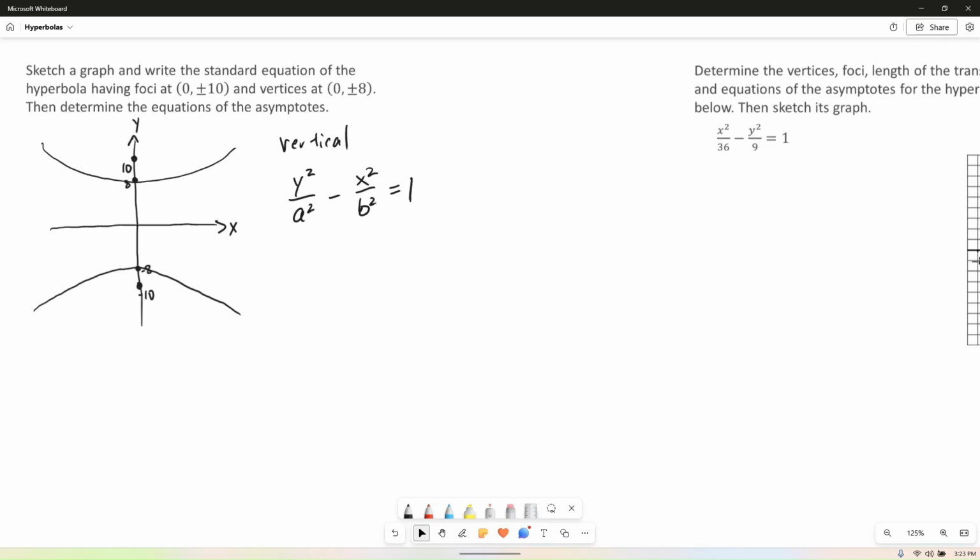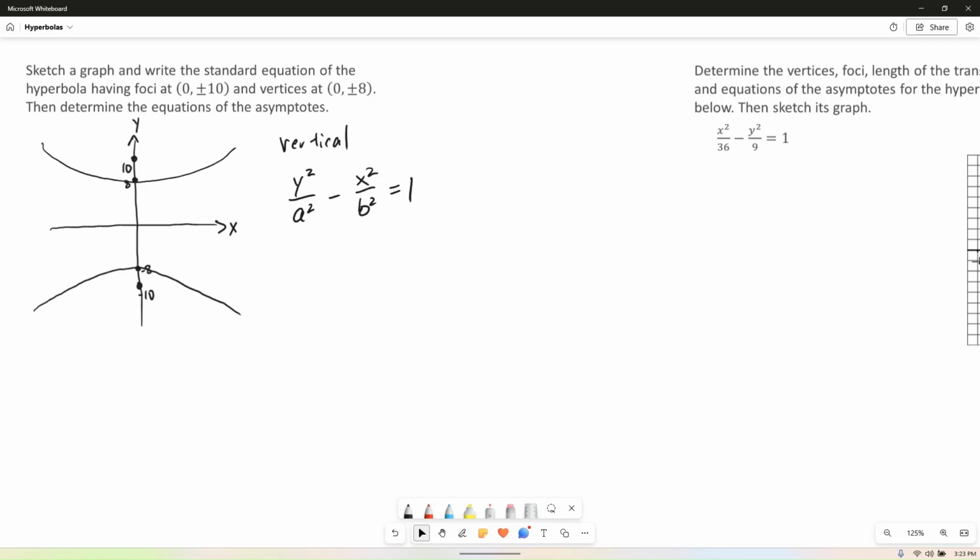If it was a horizontal ellipse or horizontal hyperbola, it would be the x fraction that's positive, so x minus the y. A is always with the positive fraction. So in order to write the equation for this graph, we need to find the a and the b value.